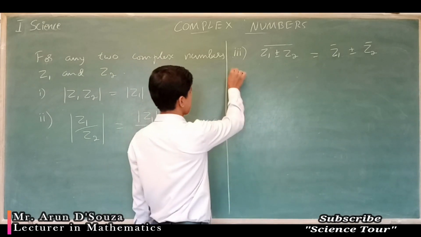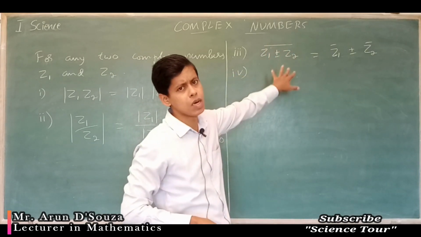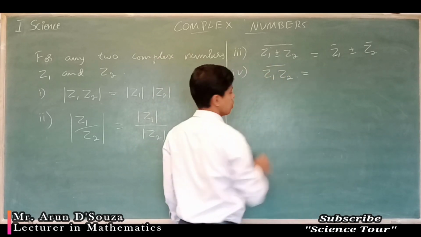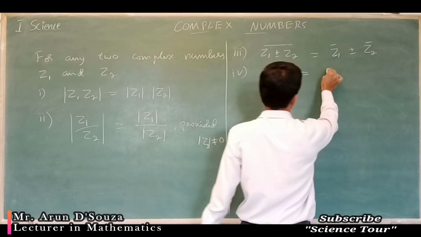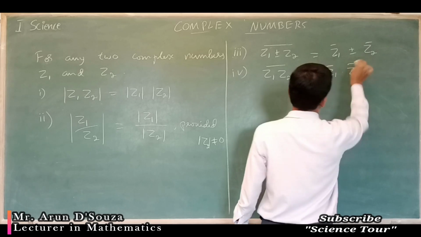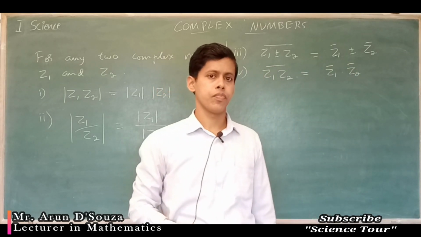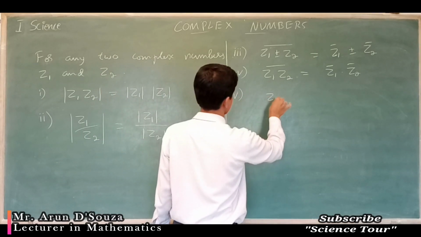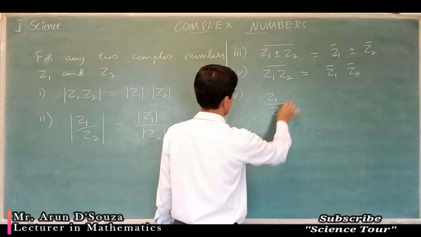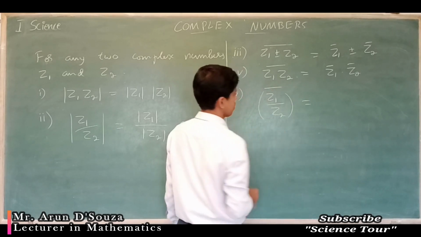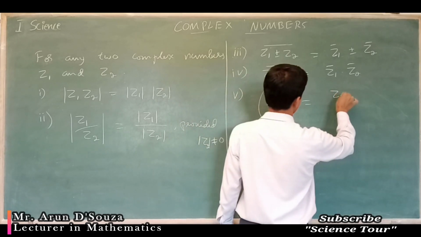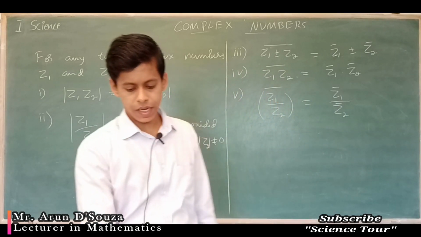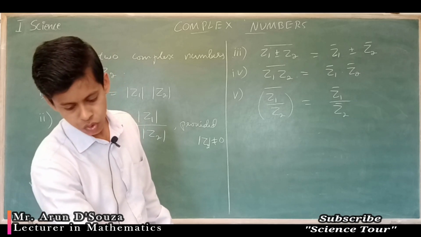Alright. Next, this is for addition or subtraction. Now multiplication and division. Okay. So Z1 into Z2 whole conjugate is equal to, you can guess the answer here. So you can find the conjugate separately and multiply. Well, so the last formula for division. So this is equal to Z1 conjugate divided by Z2 conjugate. Alright. So provided Z2 is not equal to 0.